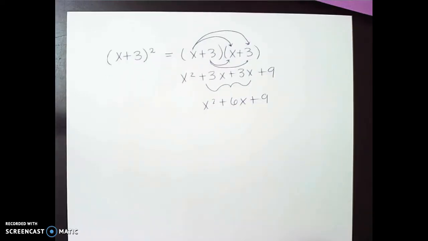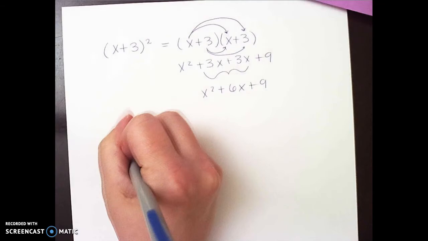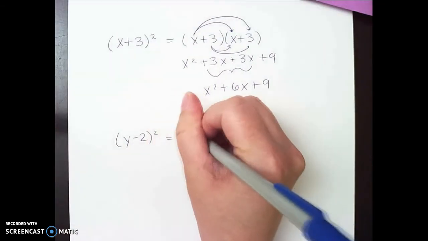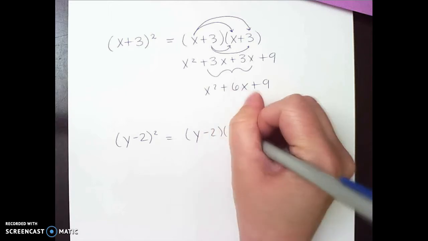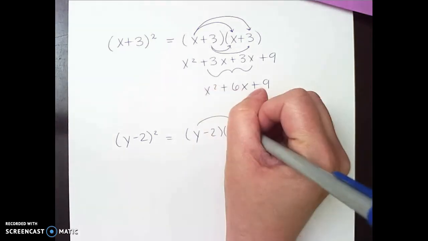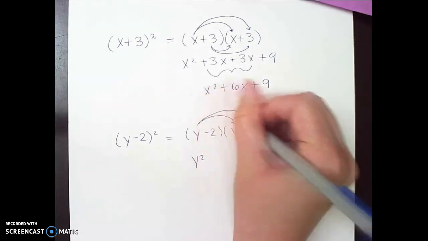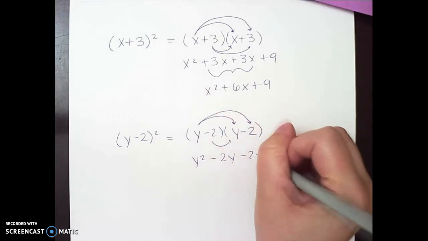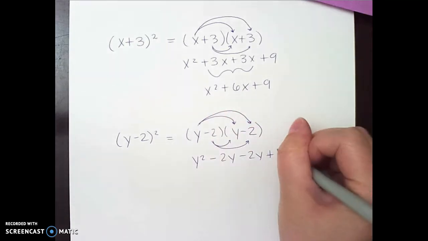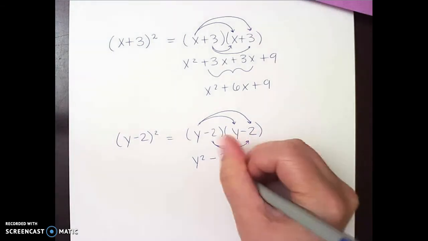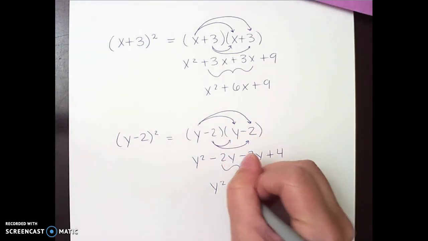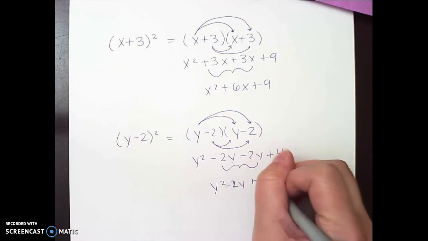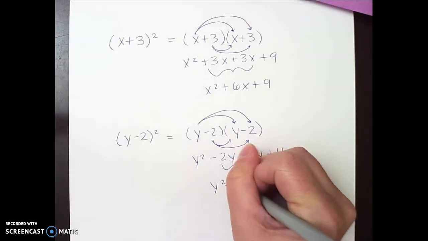Okay, let's look at one more. Let's look at (y - 2) quantity squared. So that's going to be equivalent to (y - 2) times (y - 2). Again, I'm going to distribute. I'm going to get y squared minus 2y minus 2y plus 4. And combining my like terms, I'm going to get y squared minus 4y plus 4.